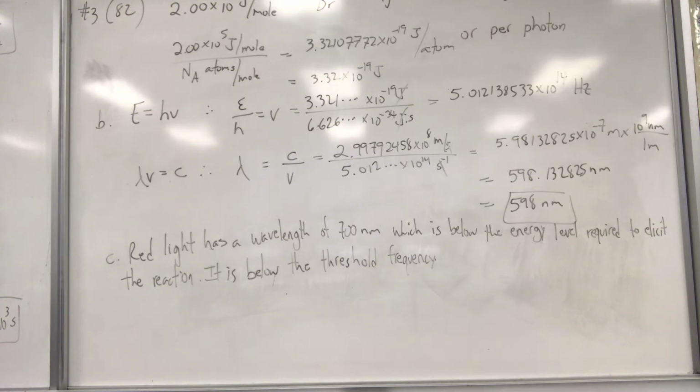B, calculate the wavelength of the light necessary to provide photons of this energy. C, explain why this film can be handled in a dark room under red light.